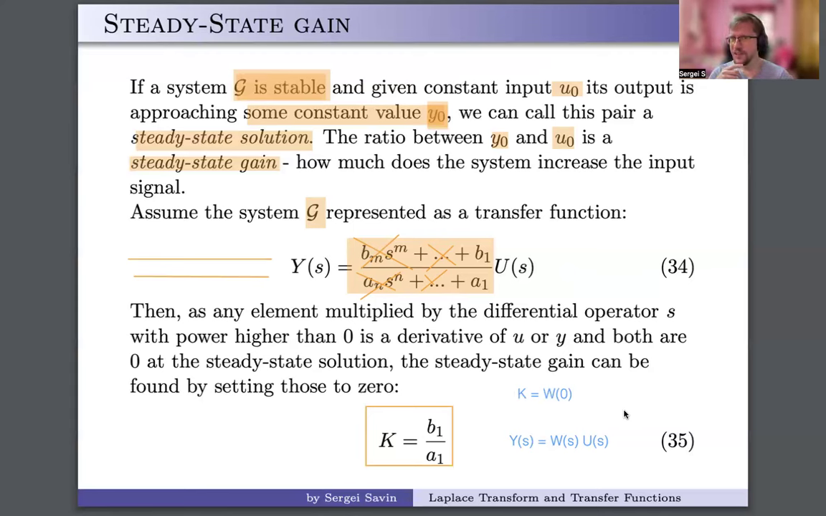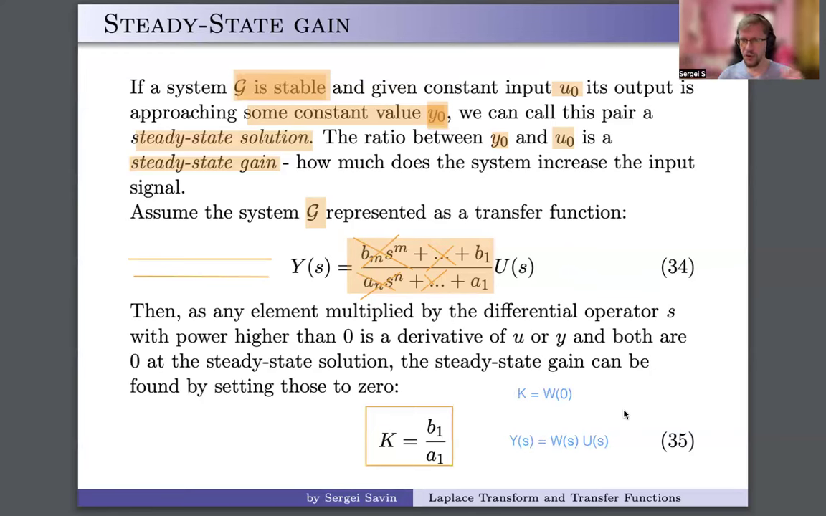Now, this may not sound very interesting, but imagine if your input is voltage to your motor. You want to know what speed you're going to have for this voltage. Well, after all the initial increase of speed is out, you just have a steady state solution. What is going to be the speed? Well, multiply voltage by k. That's what you're going to have.